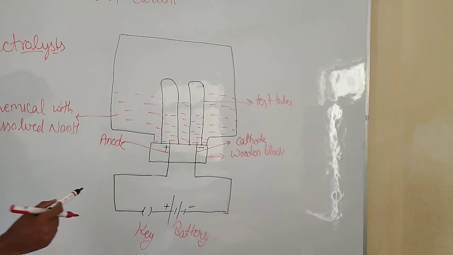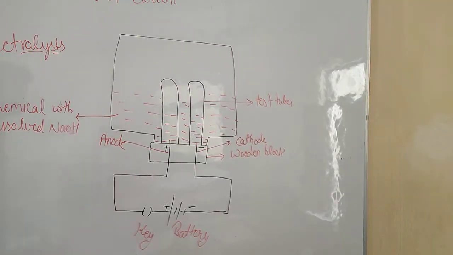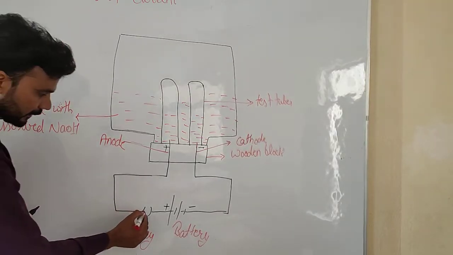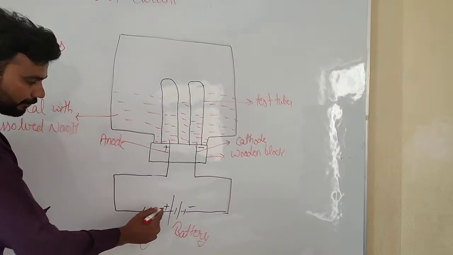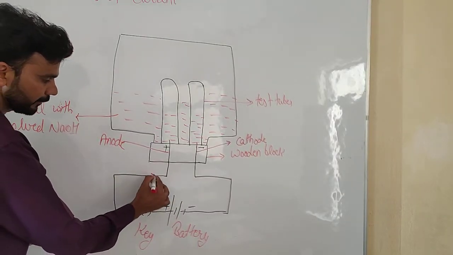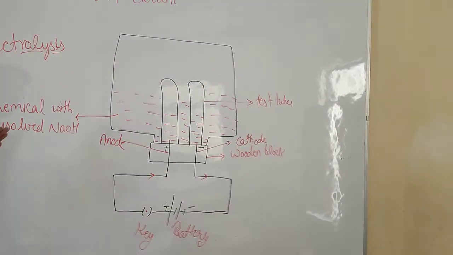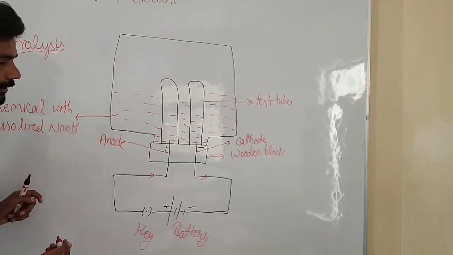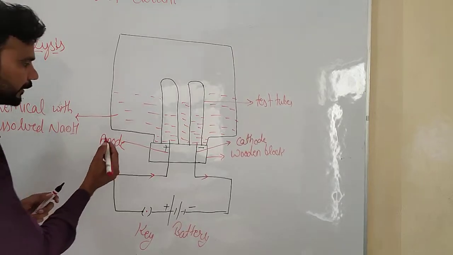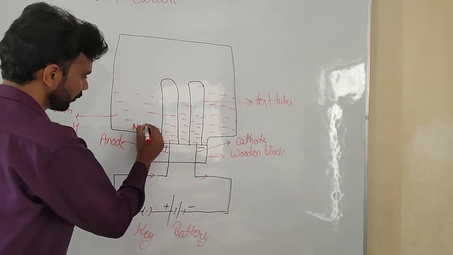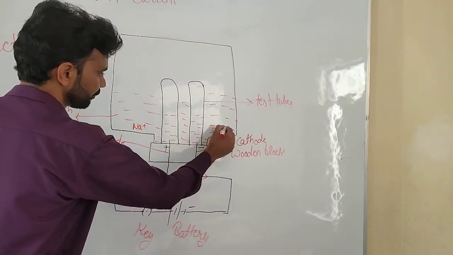Now when we press the key, then what will happen? When we press the key, current will flow from positive terminal to negative terminal. And when current flows, this NaOH solution will break into Na positive and OH negative.